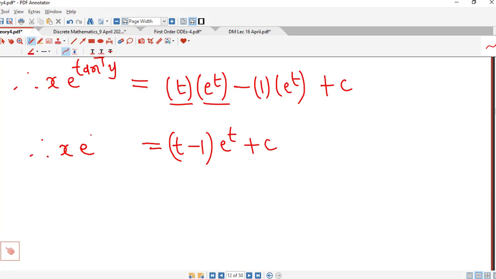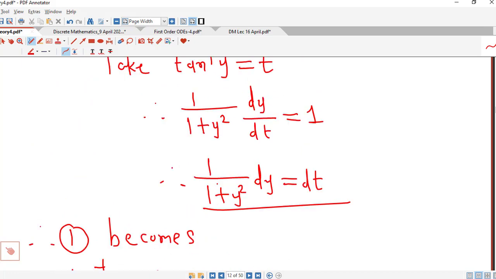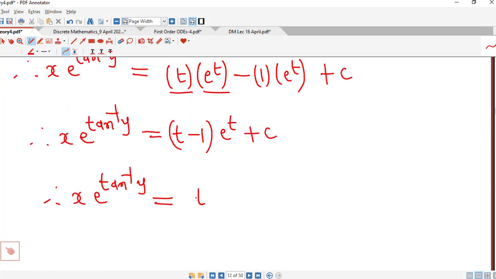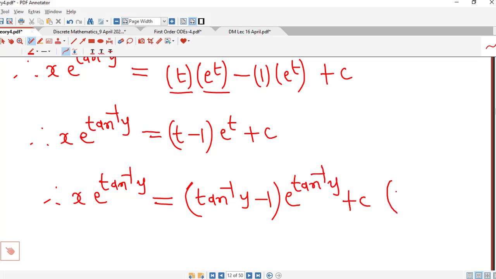Therefore x into e raised to tan inverse y, and the value of t is tan inverse y, so that we substitute again. We have tan inverse y minus 1, into e raised to tan inverse y, plus c. We are putting t equal to tan inverse y.